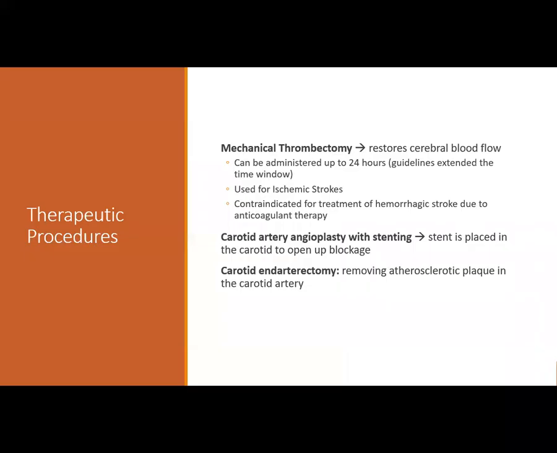So what they have found is they can do it up to 24 hours. So that's why even if it's been like 6 hours and they're outside the window of TPA, we still have this ability to do a thrombectomy for an ischemic stroke. It is contraindicated for treatment of hemorrhagic strokes just due to the anticoagulant therapy. You can do a carotid artery angioplasty with stenting.